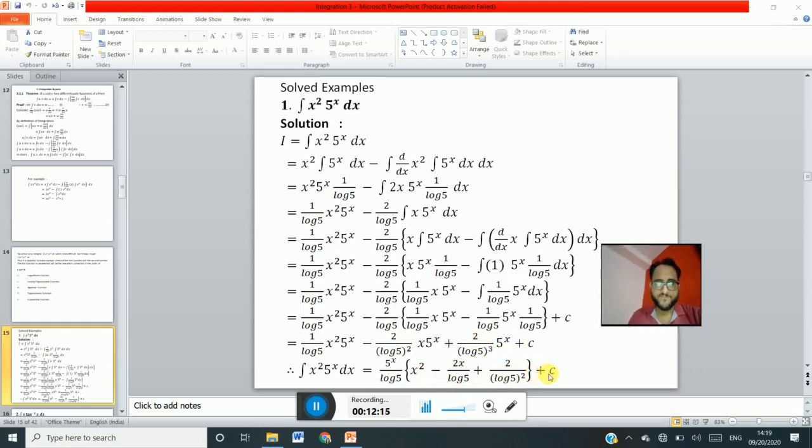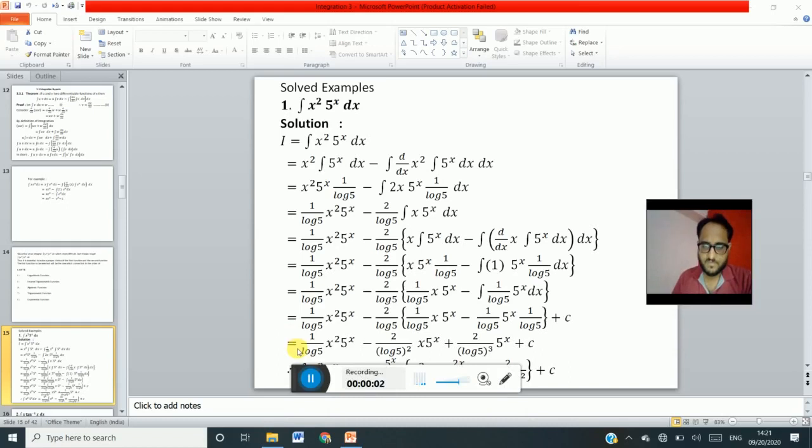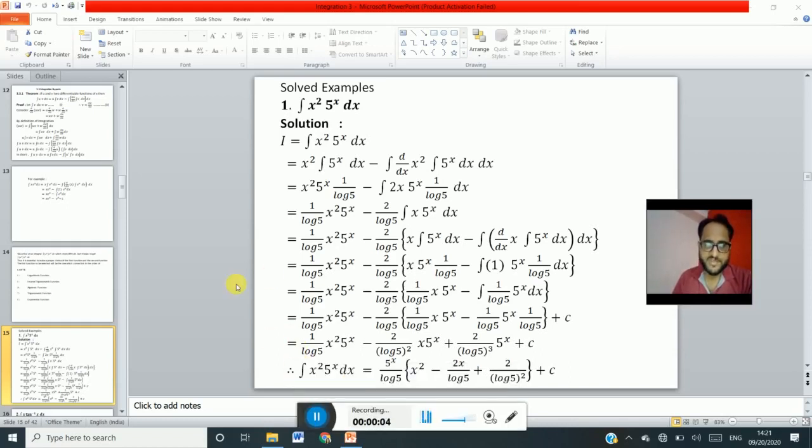So in this way we have to solve the examples of the integration by parts rule, right? First of all, the mandatory part is we have to use the LIATE rule and the integration by parts rule very properly, right? Now see the next example.